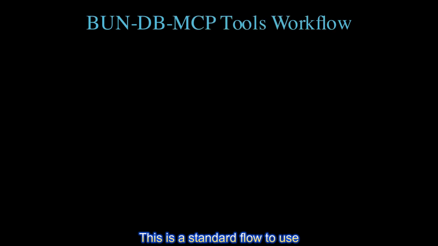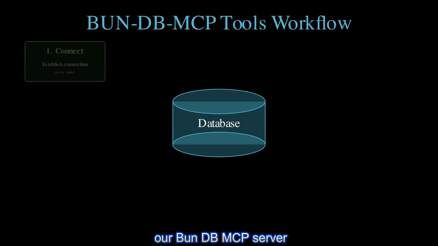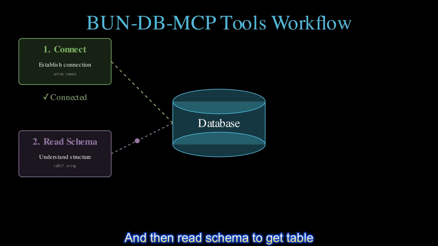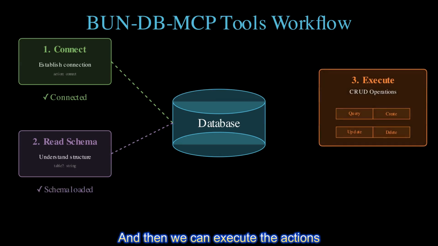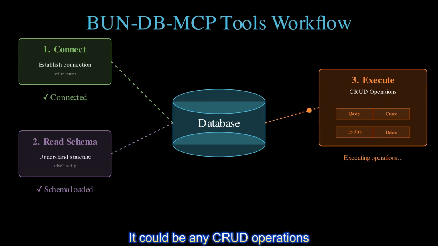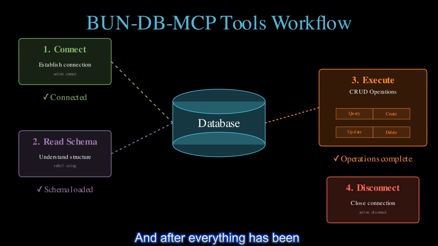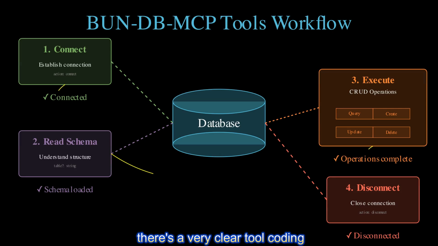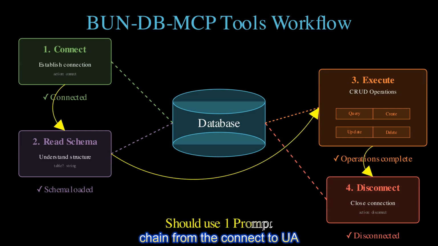This is a standard flow to use our bun-db-mcp server. We have a database. We first do the connect, make sure the database is connected to our application, and then read schema to get table definitions. And then we can execute the actions. It could be any CRUD operations: query, create, update, delete. And after everything has been done, we disconnect. Right? So here, there's a very clear tool call chain from the connect to read schema to execute and to disconnect.